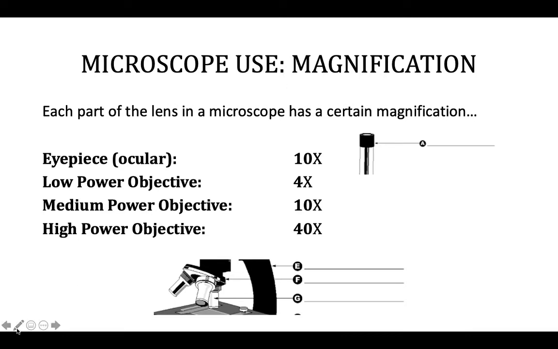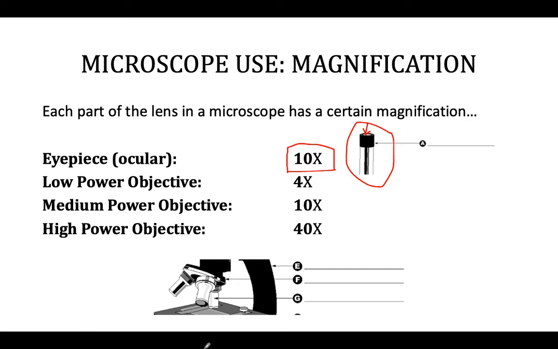So the first thing that I want to talk about is your eyepiece or your ocular lens. It can go by either name. The top part of this is where we are going to be looking through. So you look through this particular part of the ocular lens or the eyepiece. And this section right here has a 10-time magnification. If you're looking at just through your ocular lens, you will see things 10 times bigger.